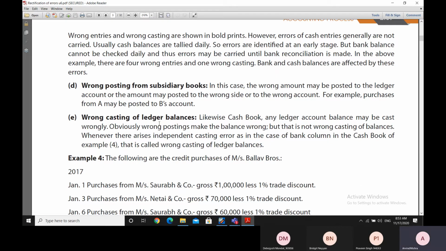Now then, wrong casting of the ledger balance. Just like in the cash book, even a ledger account balance may be cast wrongly or totaled wrongly. So obviously wrong posting may make the balance wrong also.